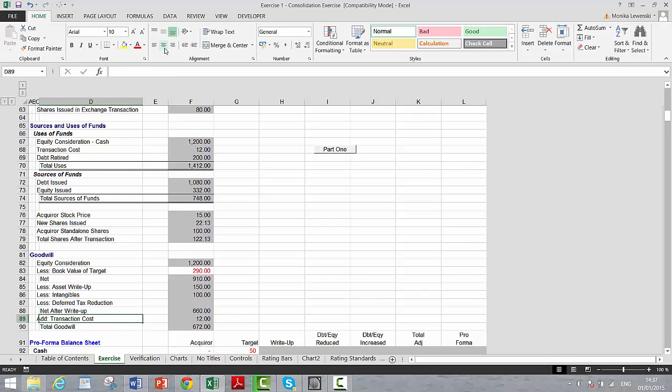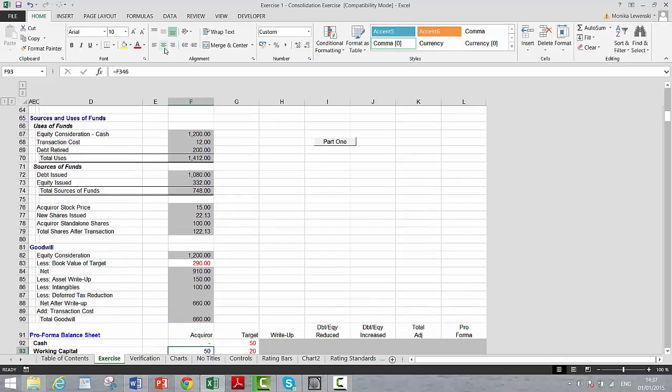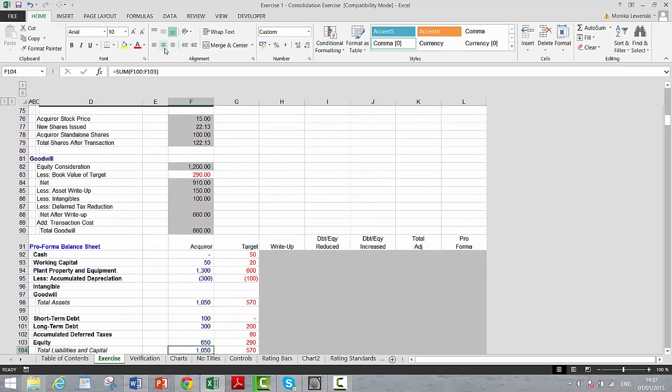And why did I put the transaction cost in here? I added the transaction cost now. Oof. From the time I made the model to this, that has changed. That is not going to be added to goodwill anymore. That's not going to be added to goodwill anymore.